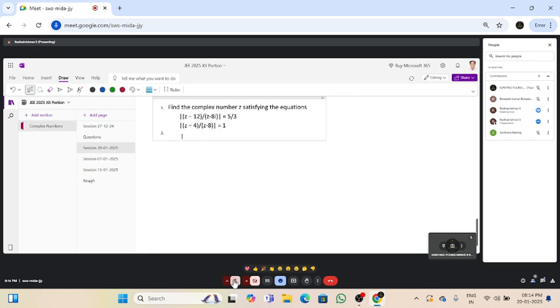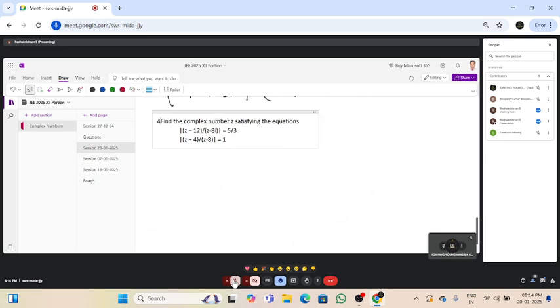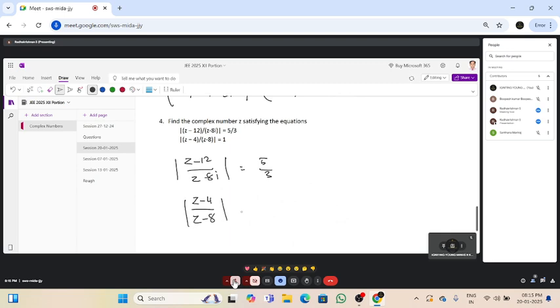Okay, so a couple of equations are given. You have to solve for Z. The first is the modulus of (Z minus 12) divided by (Z minus 8i) equal to 5 by 3. The other equation is the modulus of (Z minus 4) by (Z minus 8) equal to 1. Now solve for Z.